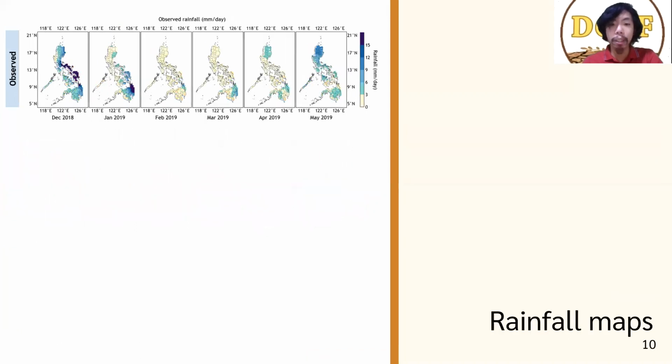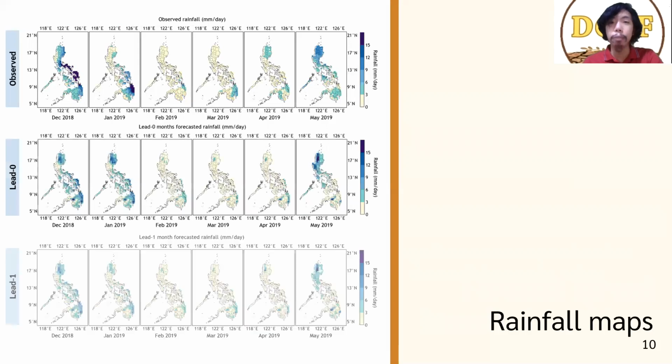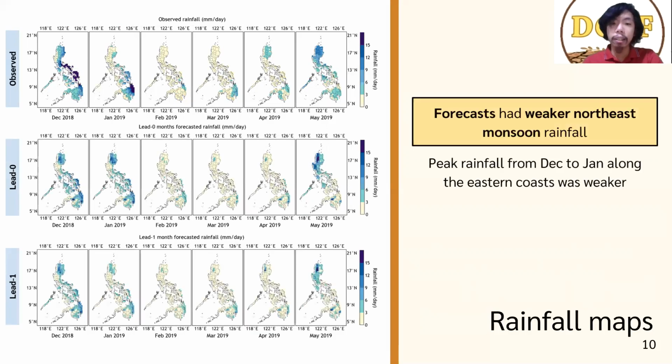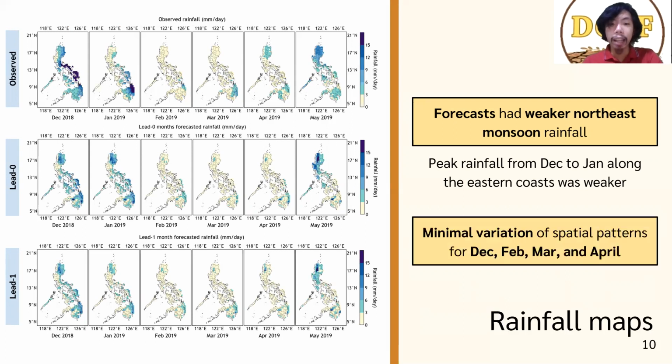Comparing the monthly maps between the observations and forecasts revealed which areas of the country the forecast performed good or bad. Here we have the monthly maps for rainfall and the forecast for lead 0 and lead 1 month. The effect of the northeast monsoon is seen in the observed maps for December and January, where the forecast showed heavy but less intense rainfall. The dry conditions for February and April were generally captured. For the forecasts, the months of December, February, March, and April were relatively consistent.